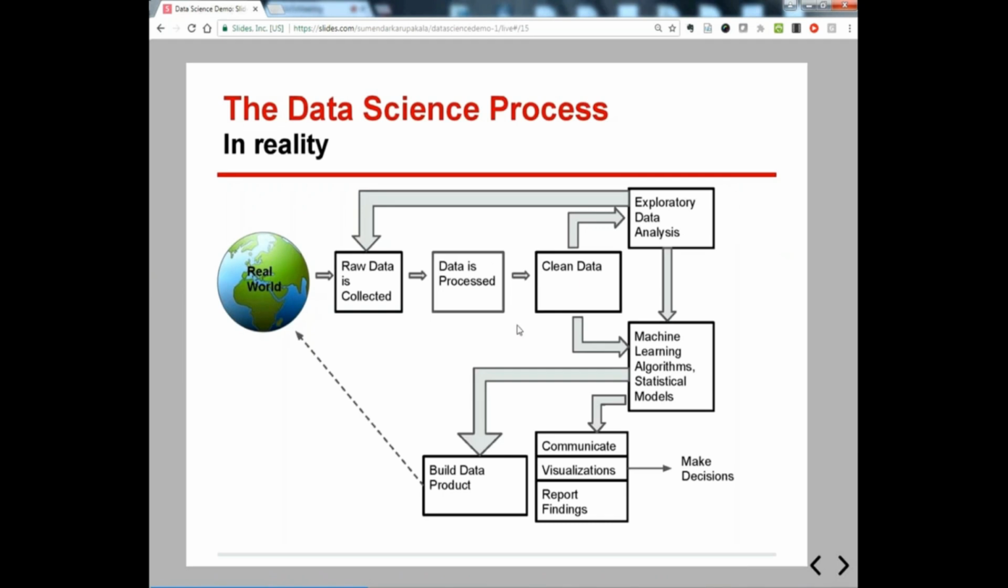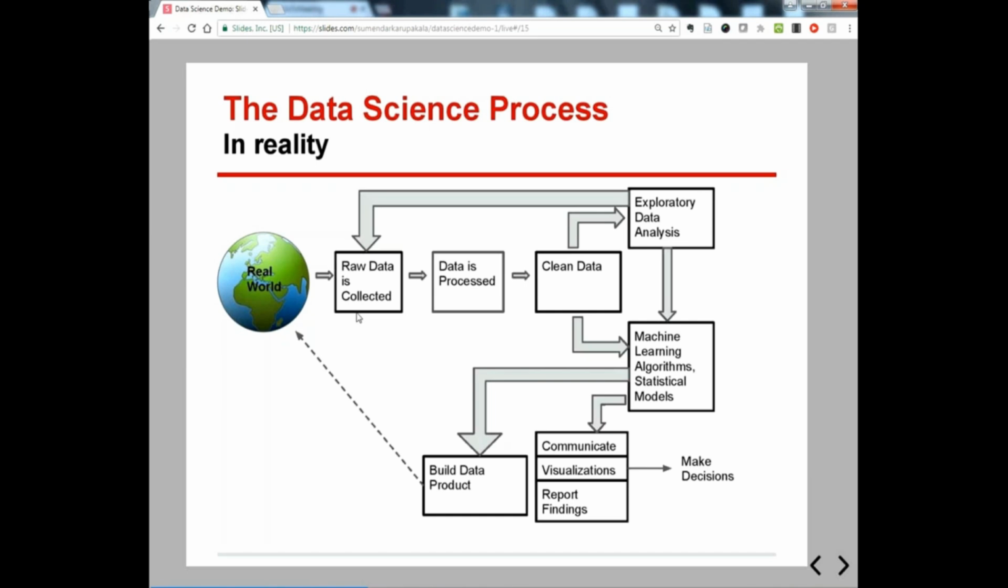So this is the process of a data science project. Typically, first we collect the raw data from the real world. Raw data may not be clean, so we first look into whether it is properly structured or not. If it is not structured, we have to process the data and apply data cleaning techniques.